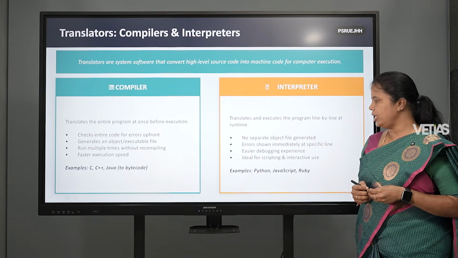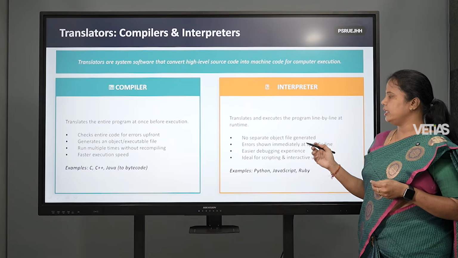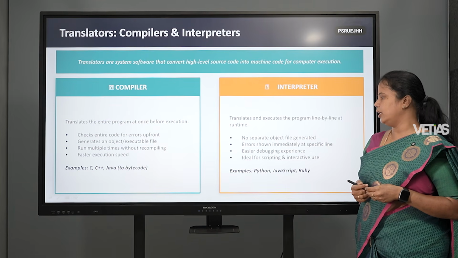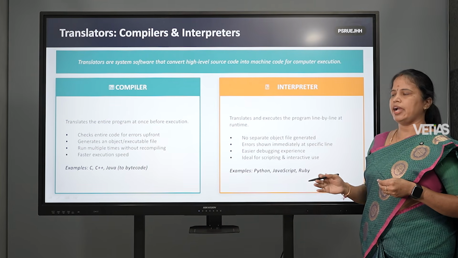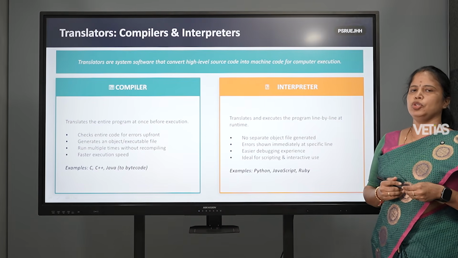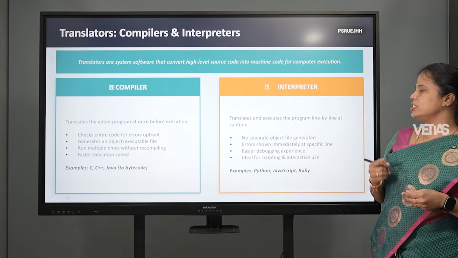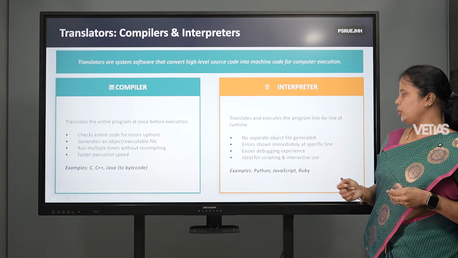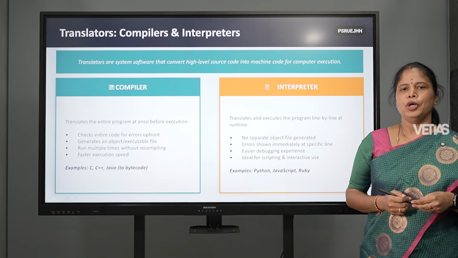So errors are shown immediately at a specific time, which makes it easy for the debugging experience. So it is actually ideal for scripting and interactive use. Some of the programming languages that use interpreters are Python, JavaScript, and Ruby.